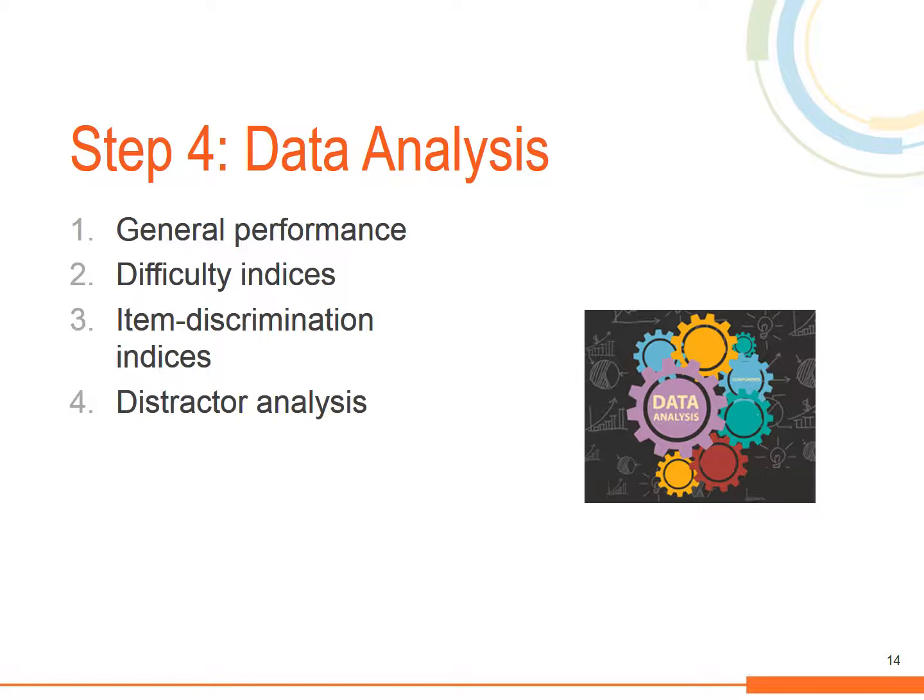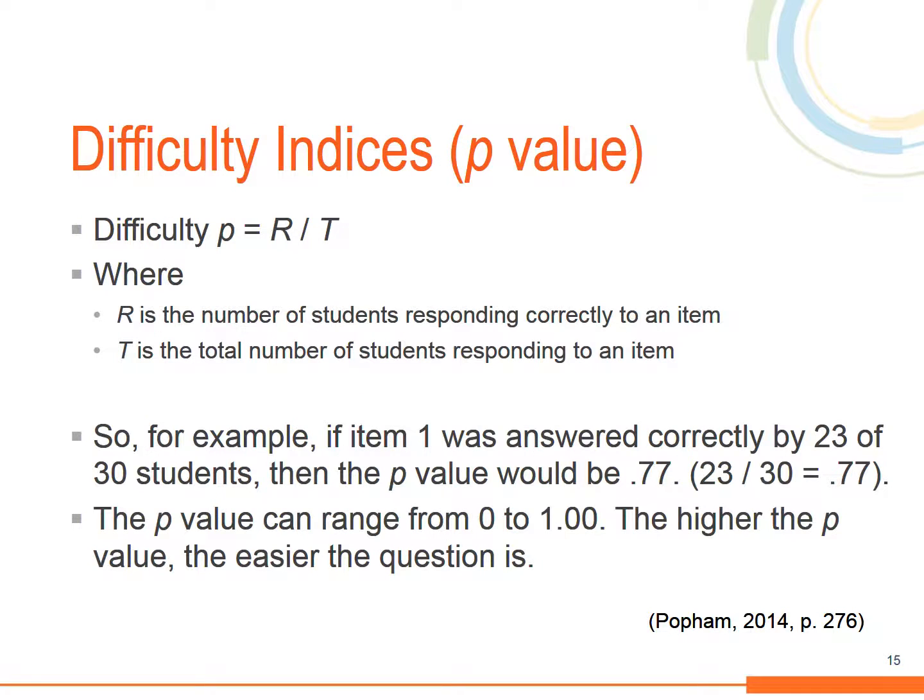Beyond that, we can dig into the data a little bit more through difficulty indices, item discrimination indices, and distractor analyses, which are all done by fairly simple statistical formulas. So first of all, difficulty indices, or as I and many statisticians call it, the p-value. You can calculate the p-value for each individual item on a test.